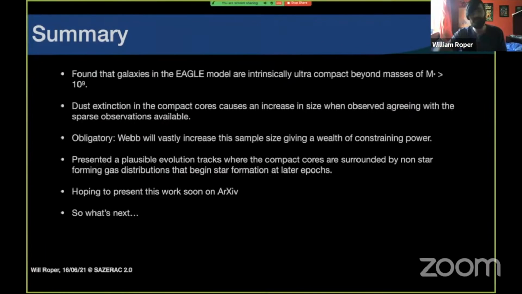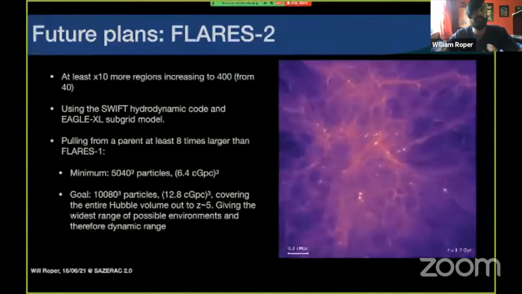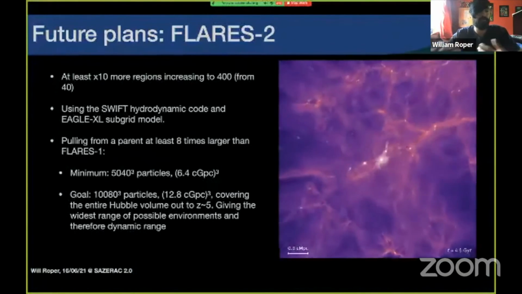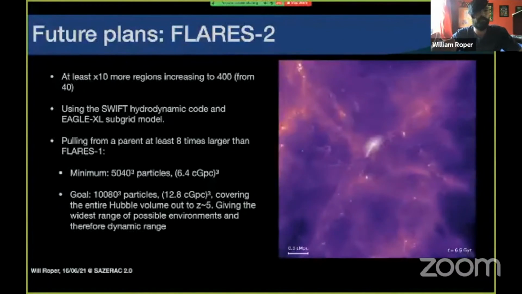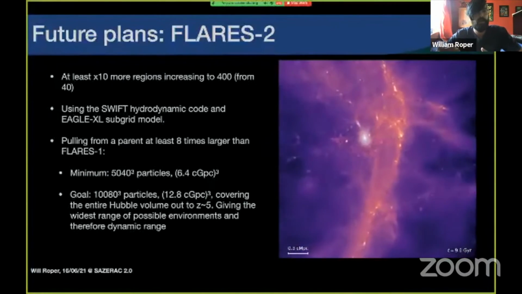And finally, and I might eat into questions ever so slightly to do this, but what's next is quite exciting. So Flares 2. We're going to aim for at least 10 times more regions. So instead of 40, we're going to have 400. This will allow us to cover various environments a lot better. And we're also going to run with the Swift hydrodynamic code rather than Gadget and the Eagle XL subgrid model.